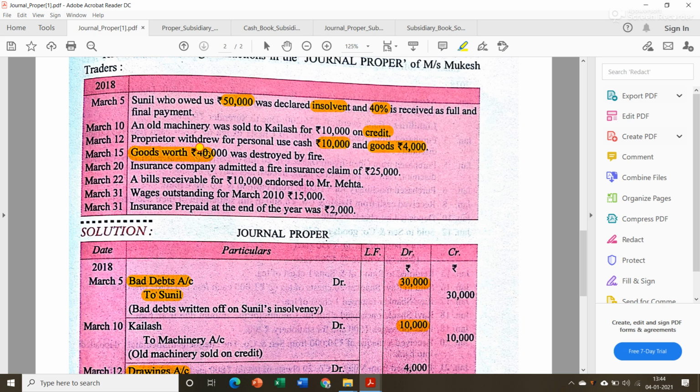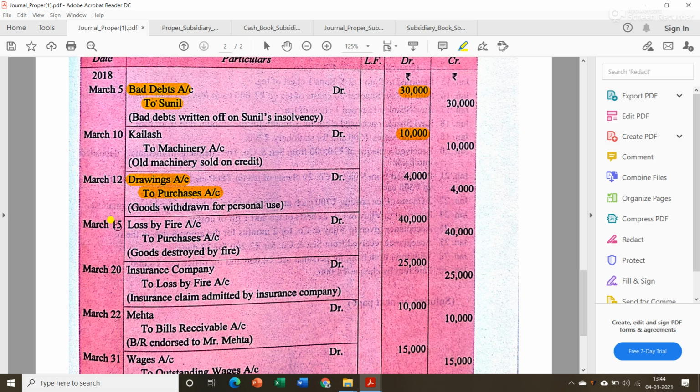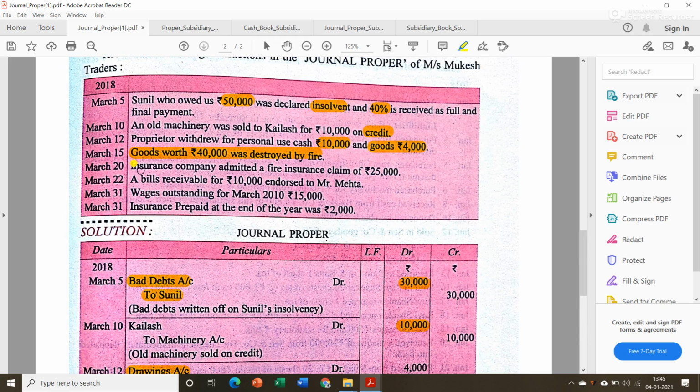Then goods worth rupees 40,000 were destroyed by fire. Now this transaction we cannot record in any other subsidiary book. We have to pass a journal entry. Loss by fire account is our nominal account, and according to the rule of nominal account, debit all the expenses or losses. So since it is our loss, we will debit loss by fire account, and since we lost purchase goods, we will write to purchases account 40,000. Then next is insurance company admitted a fire insurance claim of 25,000. Now remember, they have admitted, they have not paid yet.